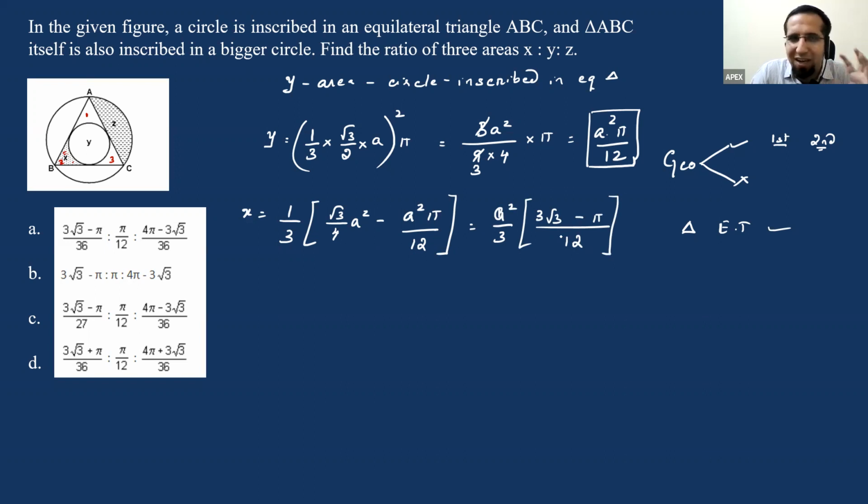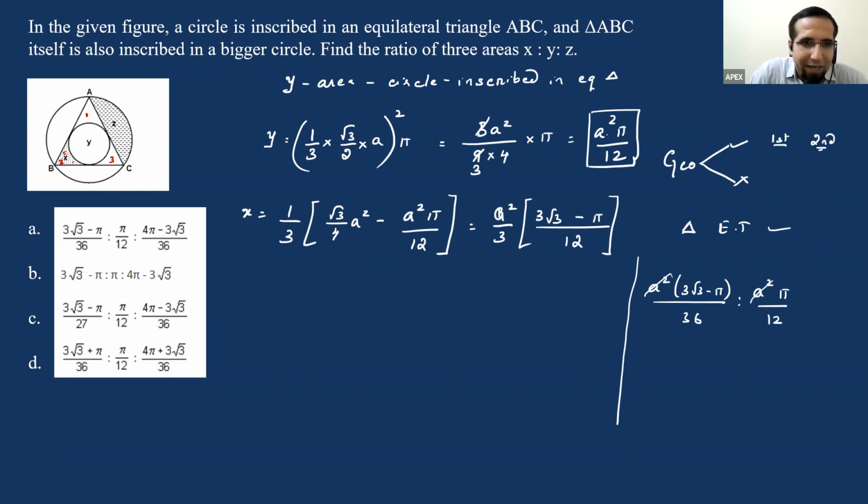If you observe by now, you should be clear that option A should be your answer. Clear? Because if you look at it, the value of x is equal to a squared into 3 root 3 minus pi divided by 36, and the value of y is going to be a squared pi divided by 12. If you see a combination of these two, only option A and option B should be in trouble. But again, you see a squared gets cancelled. You have pi by 12 in the first option, 3 root 3 minus pi by 36 in the second option. A lot of things are matching. Clear? So that should be your answer.